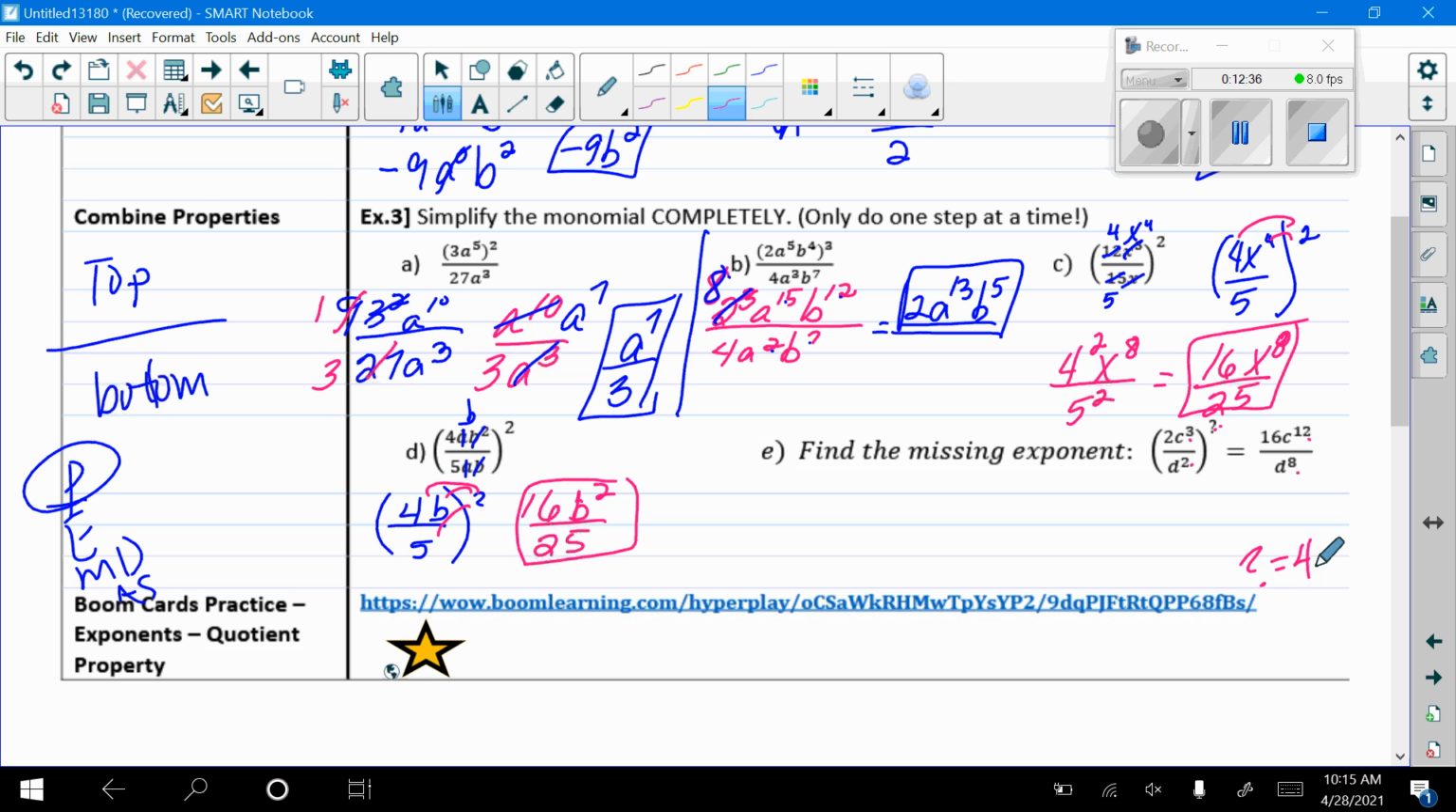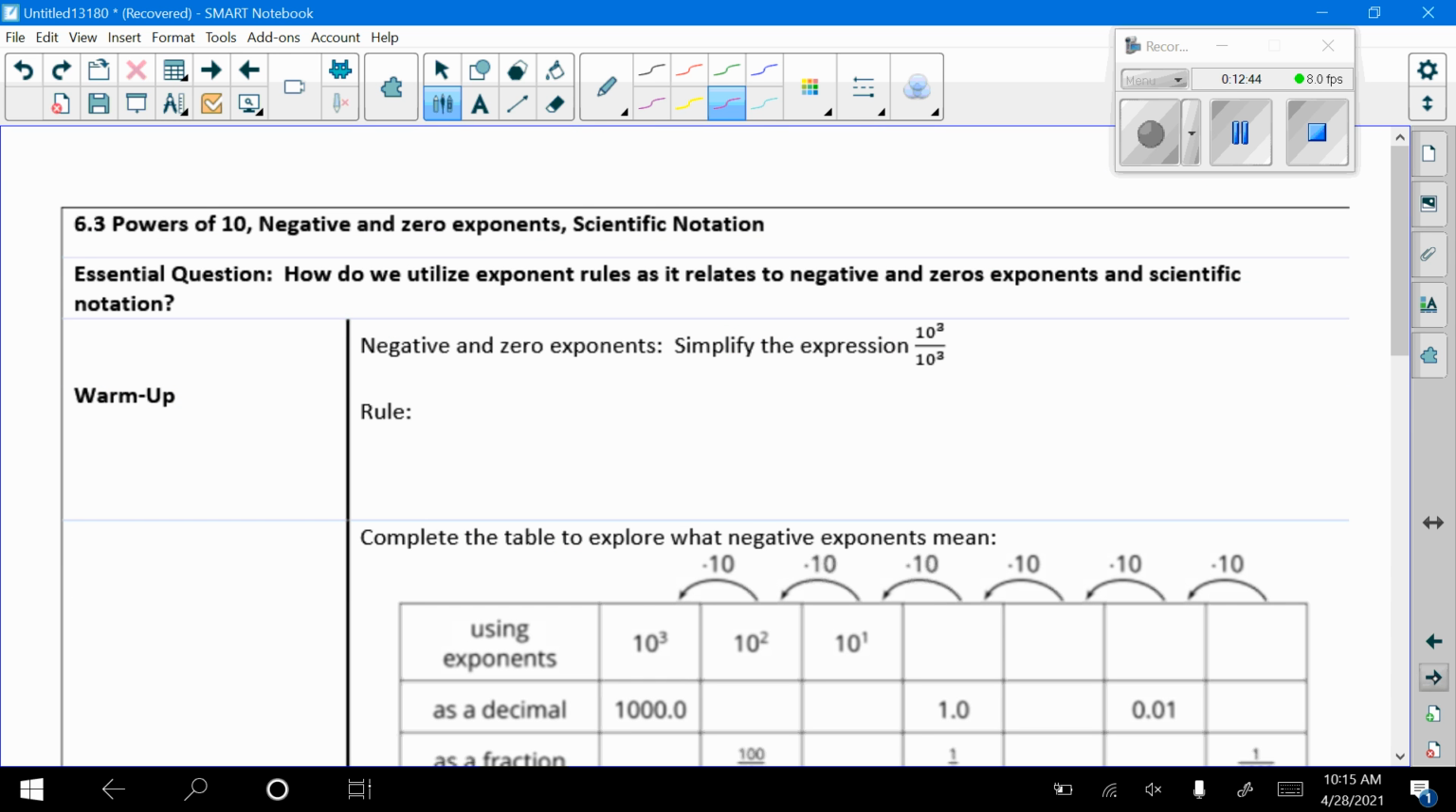Then we have Boom Cards on the quotient property. You should be able to finish all the Boom Cards up through number 7, I believe, 5.7. And then we'll start in with the notes for 6.3.